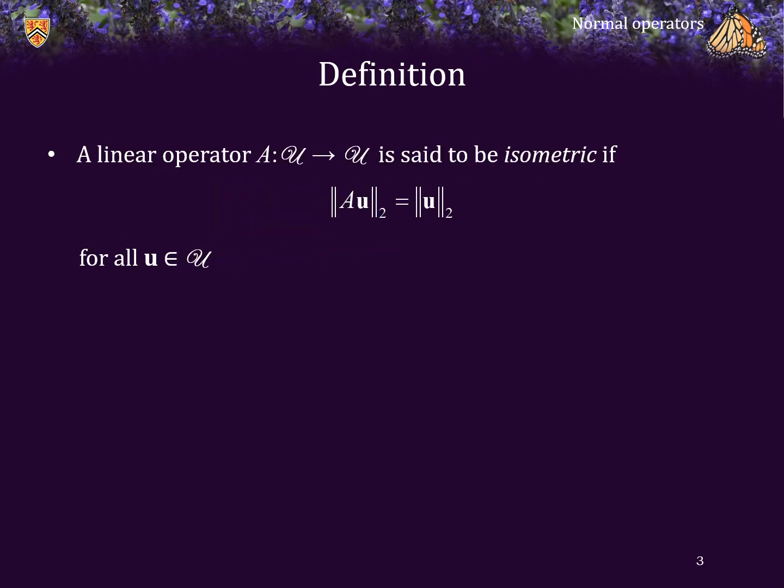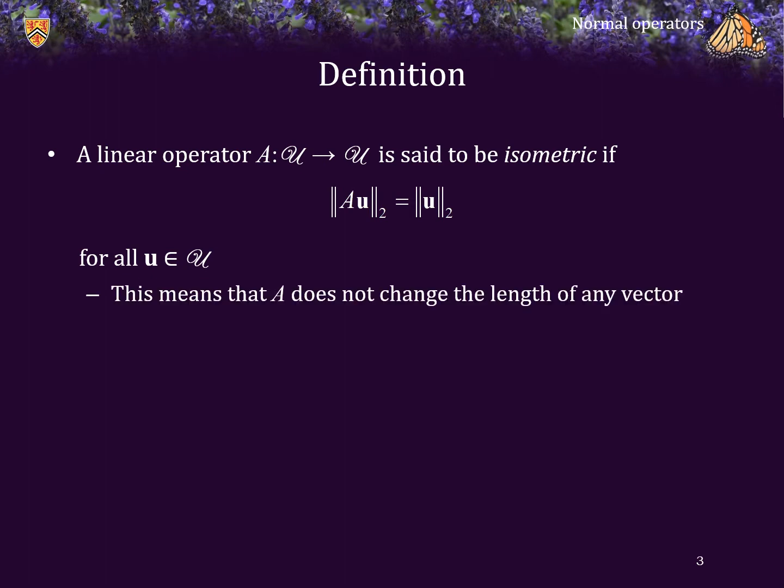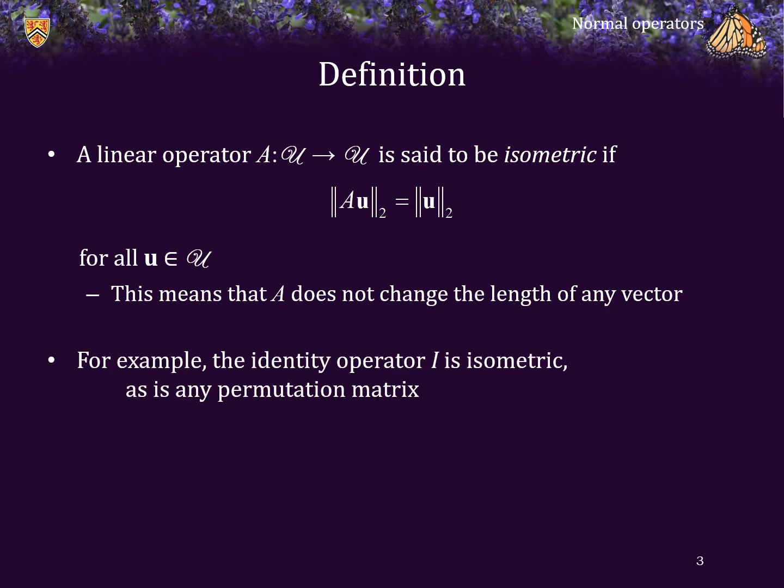A linear operator A that maps a vector space to itself is said to be isometric if the 2 norm of A applied to u is equal to the 2 norm of u for all vectors u in that vector space. What this means is that A does not change the length of any vector. It may be pointing in another direction, but the length of that vector will not change.